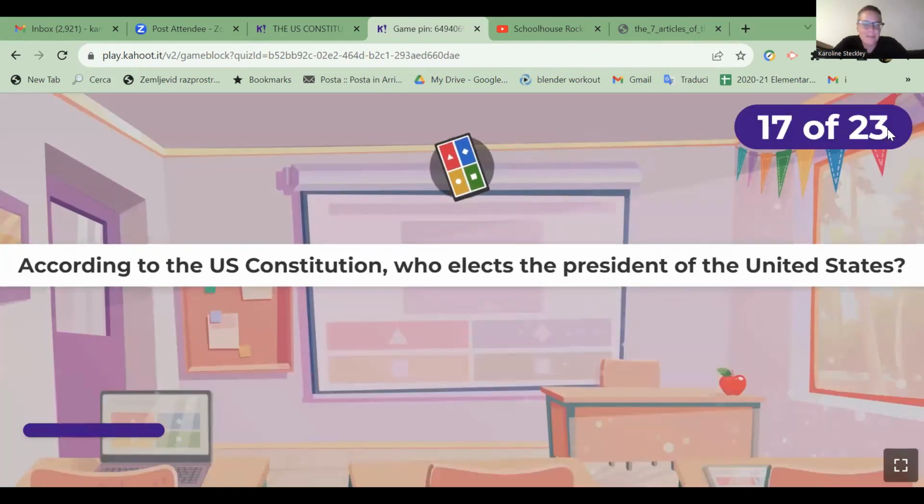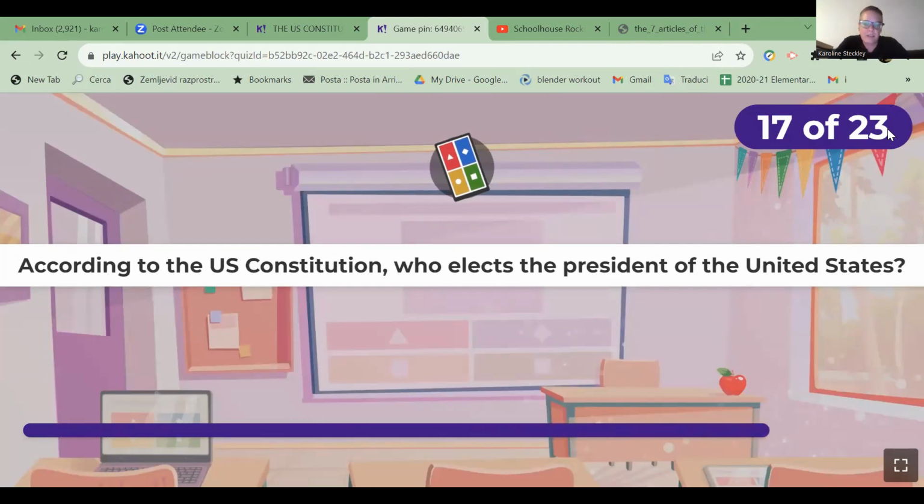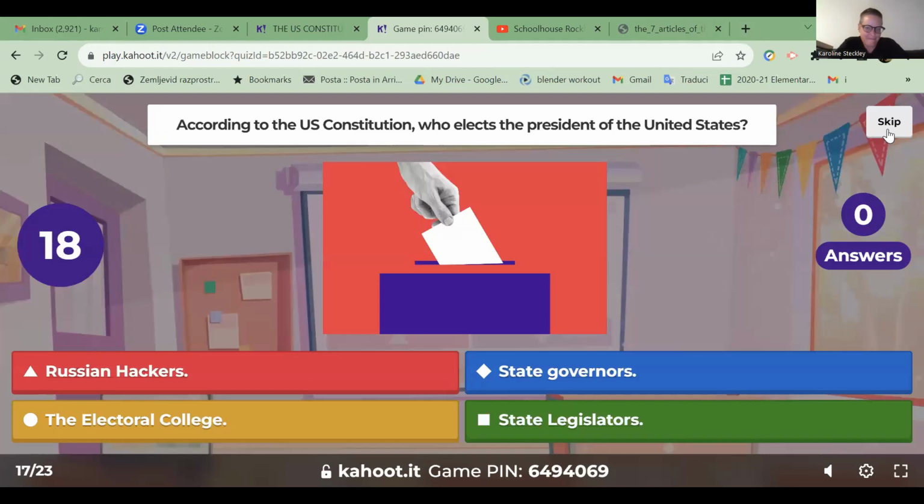All right, quiz. According to the U.S. Constitution, who elects the President of the United States? Russian hackers, red. The Electoral College, yellow. State governors, blue. State legislators, green.